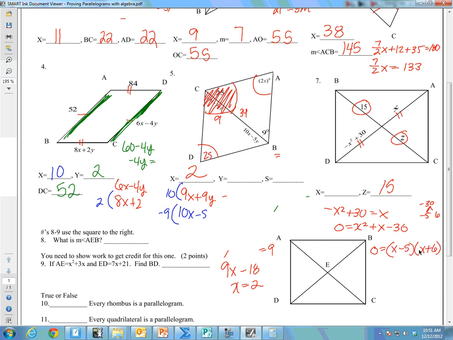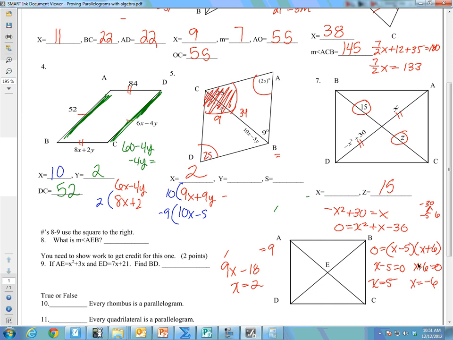If you're having trouble factoring, there are other videos on this website of how to factor. Go to the home page, go all the way down to the bottom, it says factoring. There are many, many examples of how to do it. I'm going to set x minus 5 equal to 0, x plus 6 equal to 0. That's going to make x be 5, and x be negative 6.